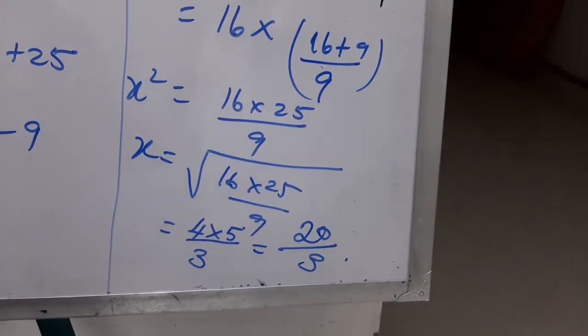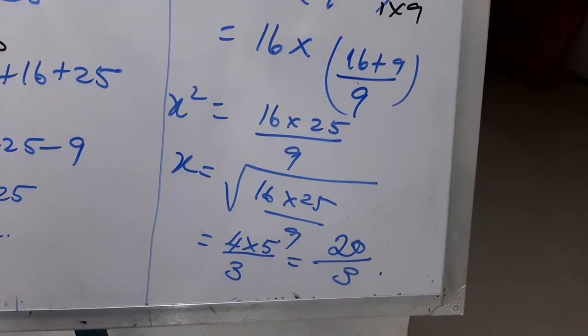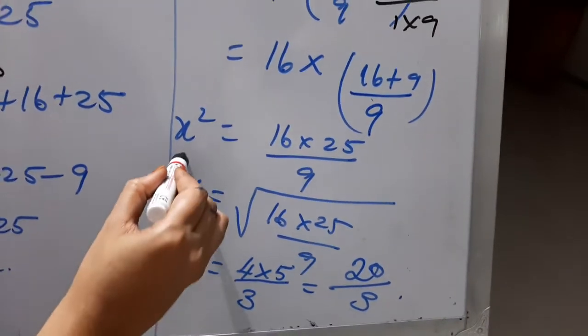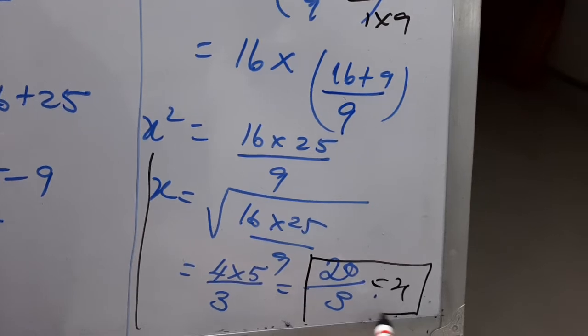We need to find out the value of x. What is x? x is the length of the tangent. In this question, they asked us to find out the length of the tangent, right? That x we got as 20 by 3.